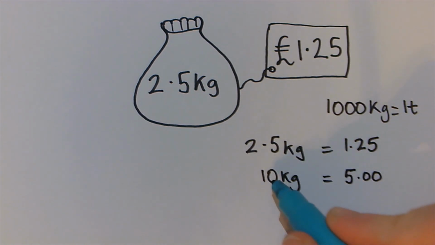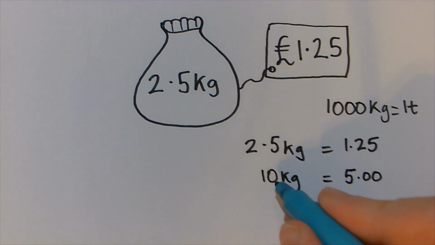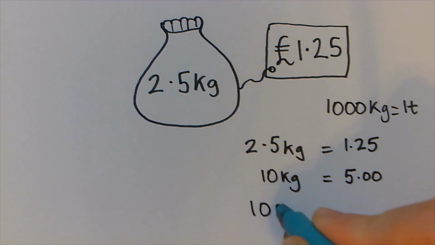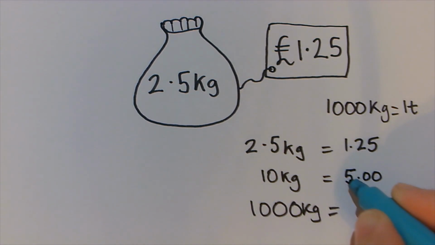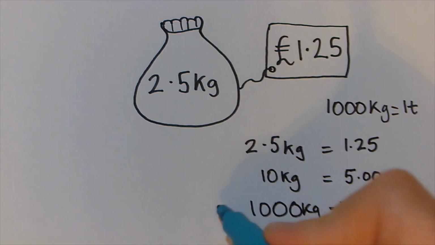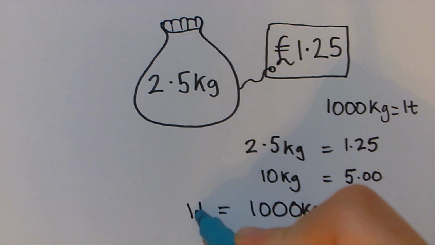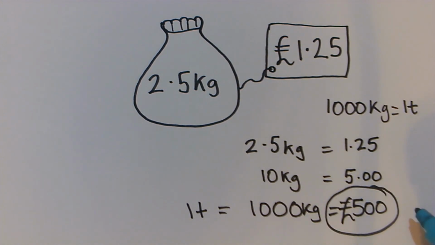So what do I need to do? I need to times that by 100. If I times that by 100, I get 1,000. And if I times that by 100, I get 500. So I need to put the pound sign there. So 1,000 kilograms, which is 1 tonne, so 1 tonne is equal to £500. Well done if you got that right.